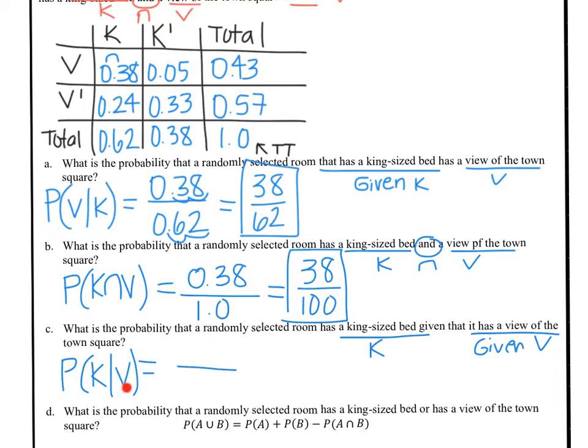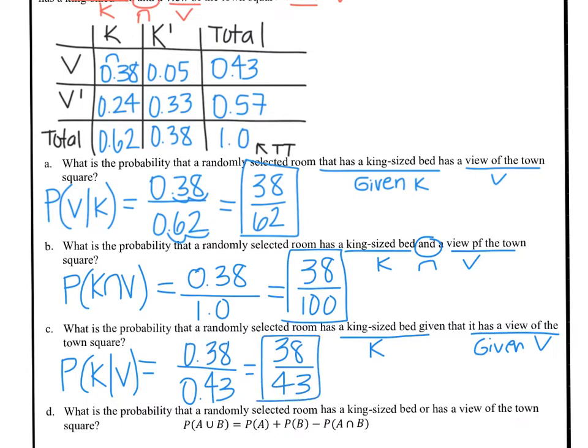Okay, so looking up at our table, here's our fraction. Always look in the given column. So our given is going to go across this way. So the total room probability, the probability that the room has a view is 0.43. So that'll go on the bottom for your given. And then the top number within the V row, where how many of them have a king-size bed, or what's the probability of having a king-size bed? The probability would be 0.38. Okay. All right, and then just rewrite that as 38 over 43.